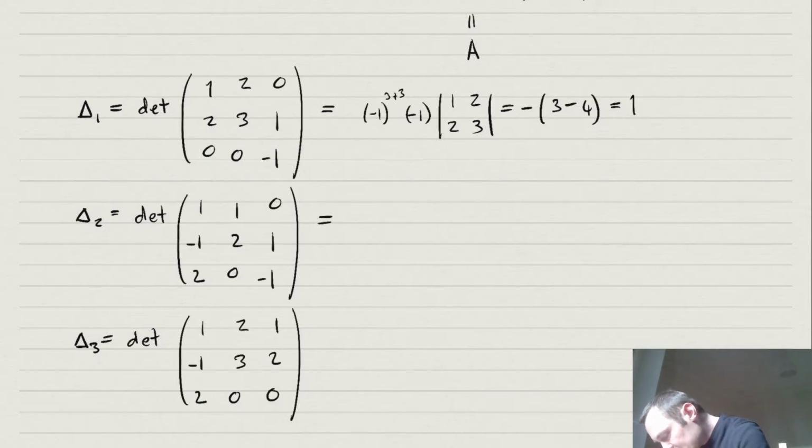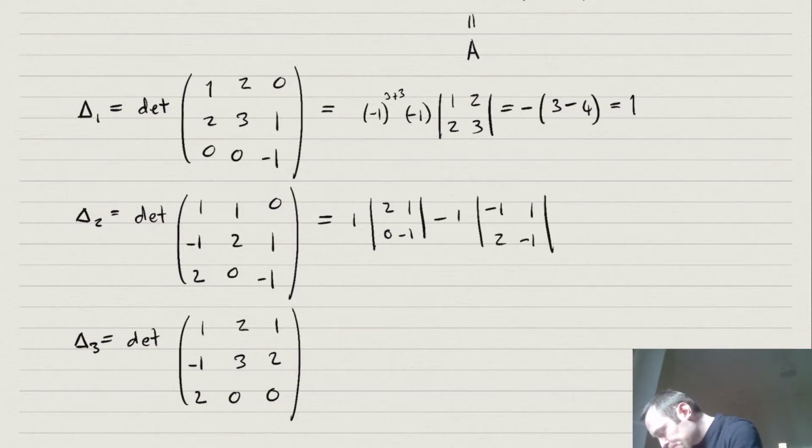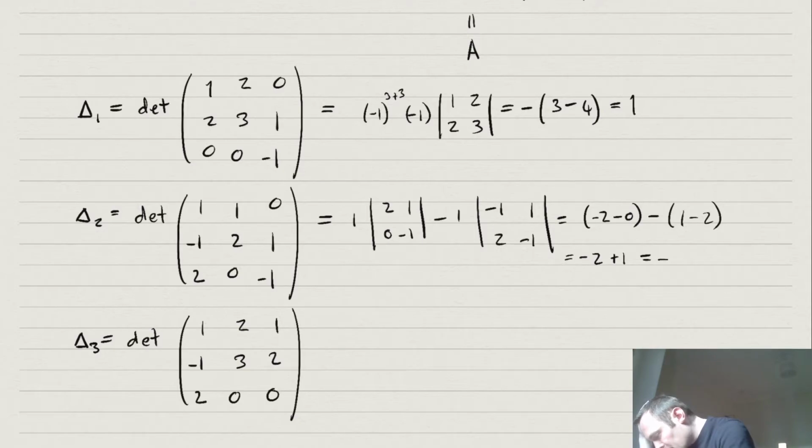Okay, now for the second, there's no rows or columns here with multiple zeros in, so let's just work across the top row like we would usually do. So that'll be 1 times determinant 2, 1, 0, minus 1, subtract 1 of minus 1, 1, 2, minus 1. So that is negative 2 subtract 0, subtract 1 subtract 2 equals, so minus 2 subtract minus 1, so add 1 equals minus 1.